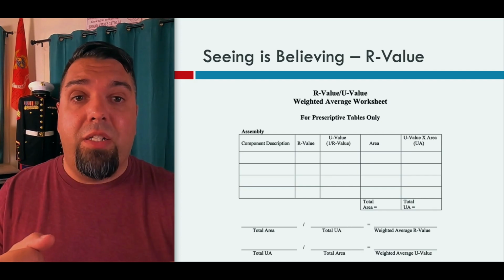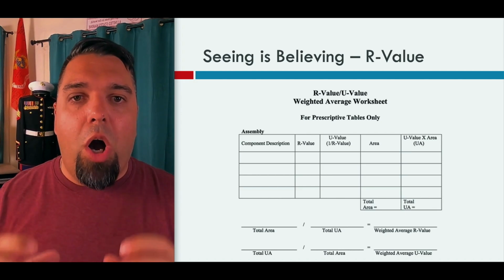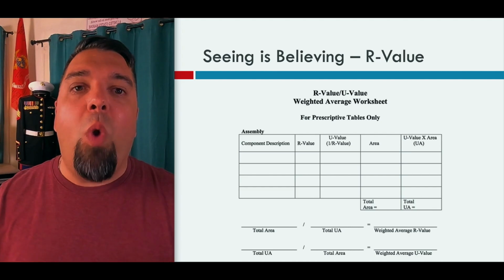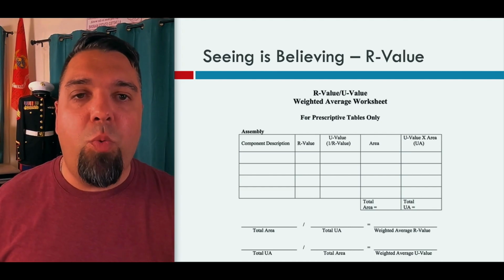You could have an uninsulated, let's say, pull-down stairs for your attic for access. So all of these things you need to take into account and actually get a weighted average for the insulation value for that ceiling. This is where a lot of people start to miss.